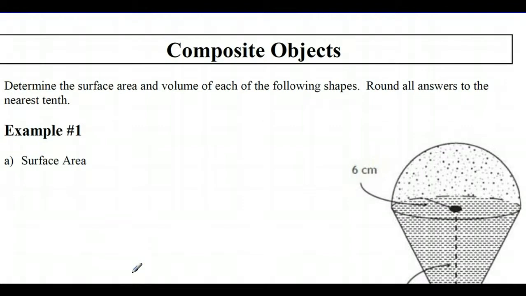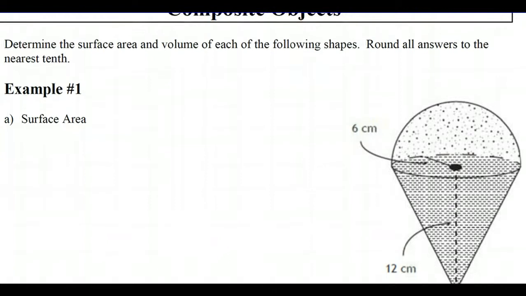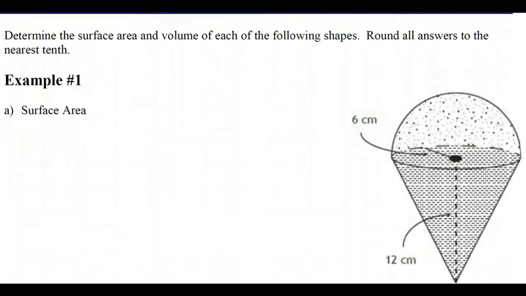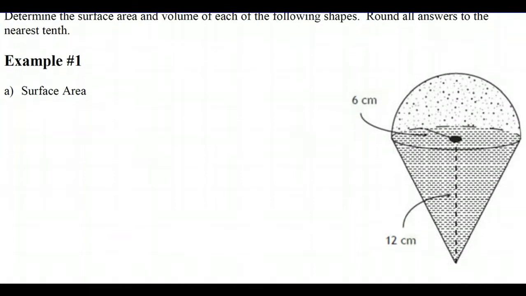Composite objects, so made up of more than one object here. Determine the surface area and volume of each of the following shapes. Round all answers to the nearest tenth. Now this is something that in class we'll be doing over a couple of days, but I'm going to go through the entire worksheet in just one lesson, so this might be a little long.